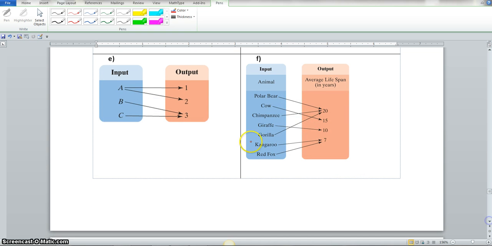Now we scroll down here to E. Now remember, input is basically our x value. If we have 2 or more arrows going from one of our x values or input, that means that it's not a function. We have 2 arrows going from A, so it's not a function.